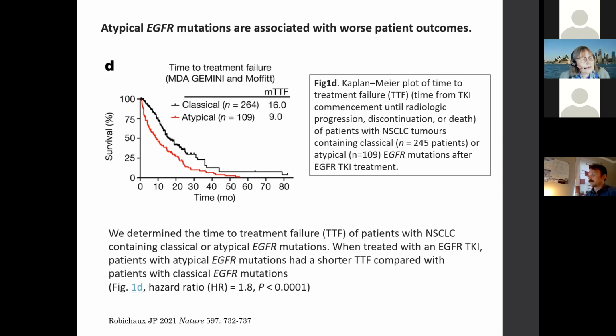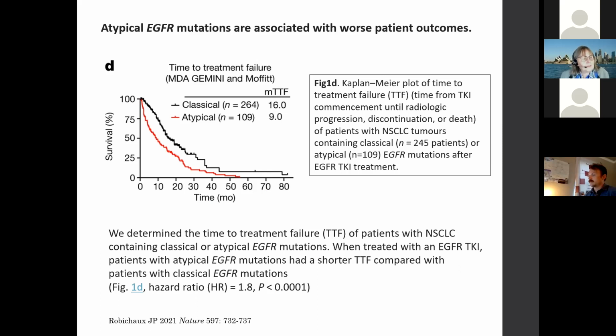They provide the median time, they use time to treatment failure as their event. And it was 16 months in the classical. So you can go out here, and I guess it's about here, and drop it down, looks right, and 9 months for the atypical mutations.